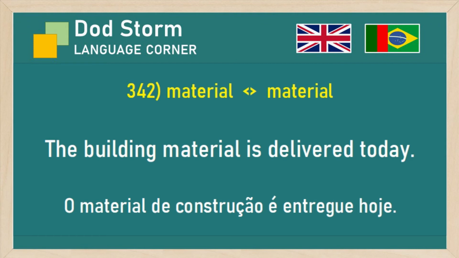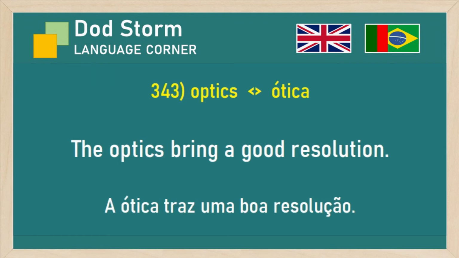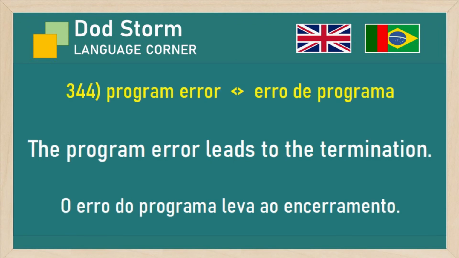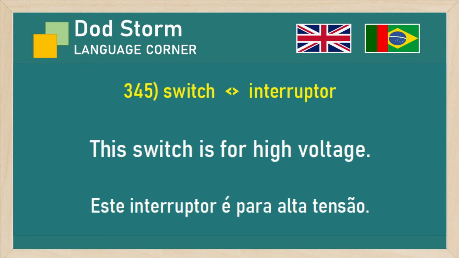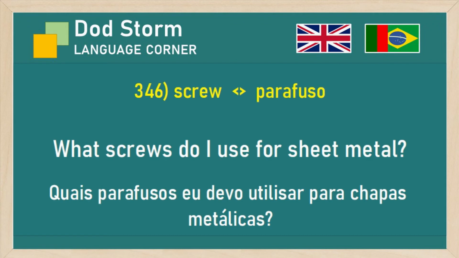The building material is delivered today. The optics bring a good resolution. The program error leads to the termination. This switch is for high voltage. What screws do I use for sheet metal?